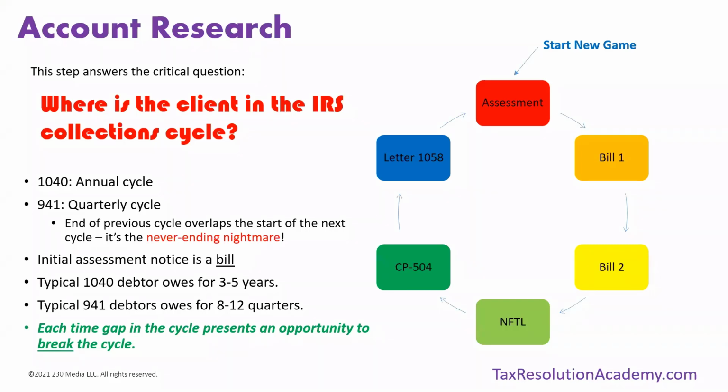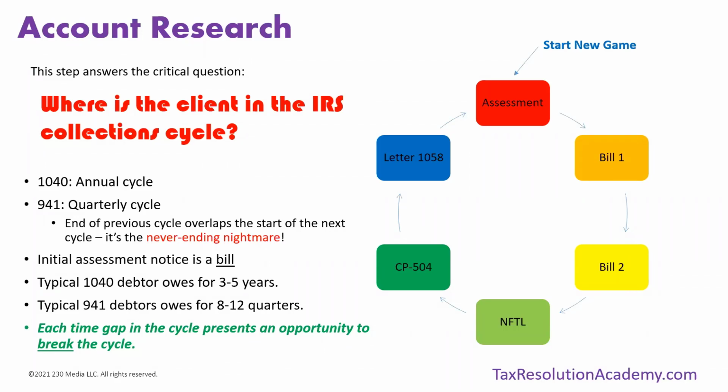Each of these notices has different responsibilities and rights. So you have different types of appeals rights that come with each of these later in the cycle. This is approximately a 4.5-month cycle. So for your typical 1040 debtor that actually files their tax return on time, this cycle will start roughly around June and end roughly October-ish.